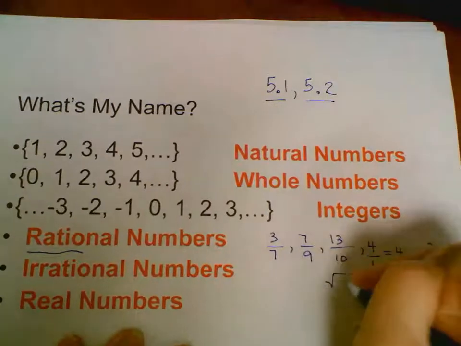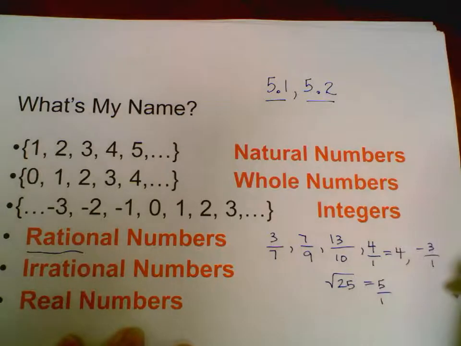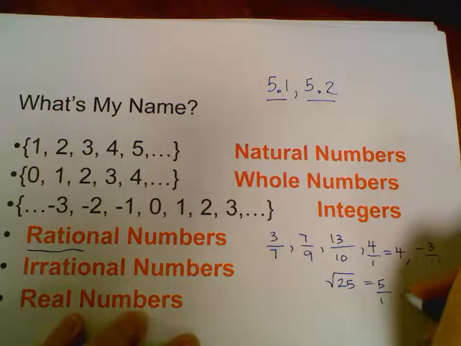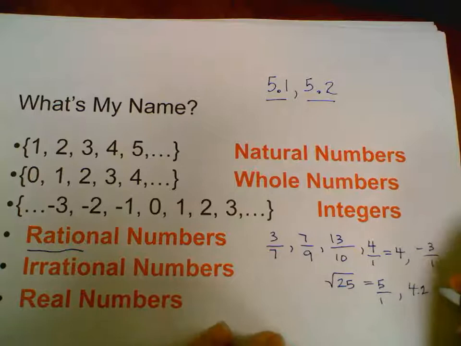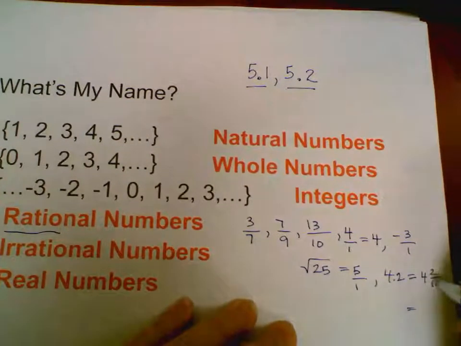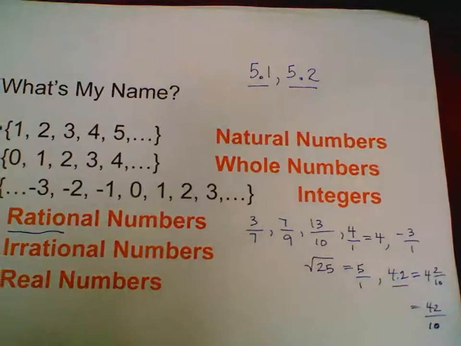How about square root of 25? It equals 5. I can make that into a ratio, so it's a rational number. It's sounding like everything's a rational number. How about 4.2? Can decimals be rational? Let's see, can we write it as a ratio? 4 and 2/10. I could multiply 4 times 10, 40, plus 2, that's 42/10. Yep, that's a ratio. 4 and 2/10 is a rational number.